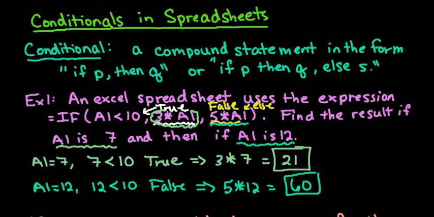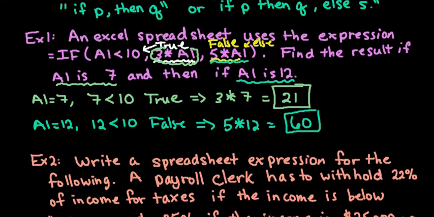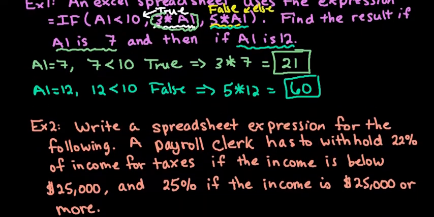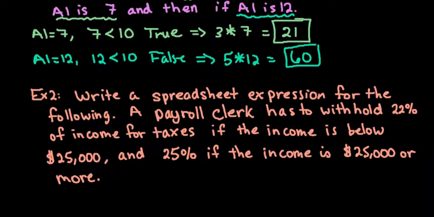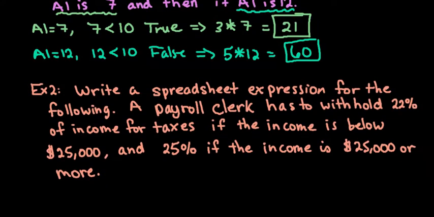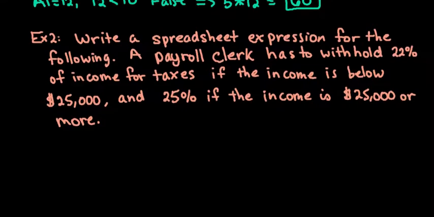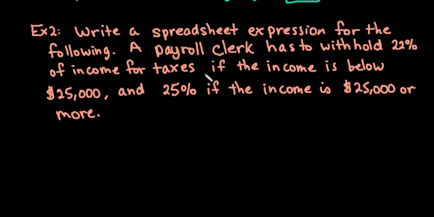So that's how an if then else statement works in Excel. For the next one, I want to give you the criteria, and then we're going to try to come up with the formula that we would plug into Excel. So if we wanted to write a spreadsheet expression for the following: a payroll clerk has to withhold 22% of income for taxes if the income is below $25,000, and 25% of the income if the income is $25,000 or more.